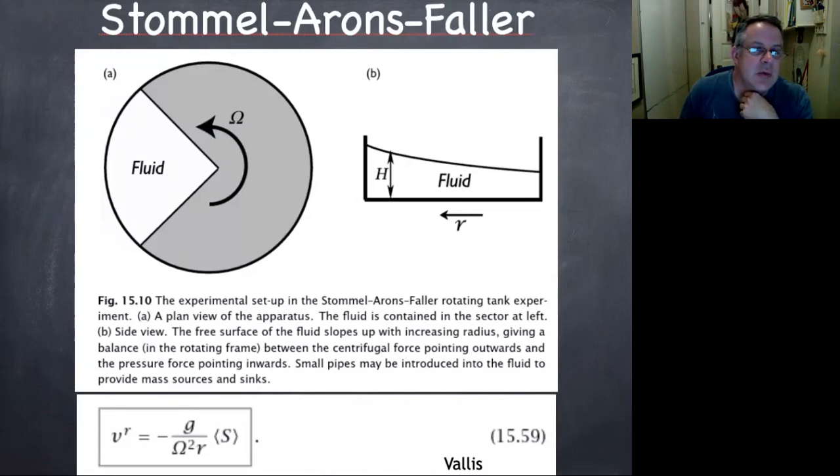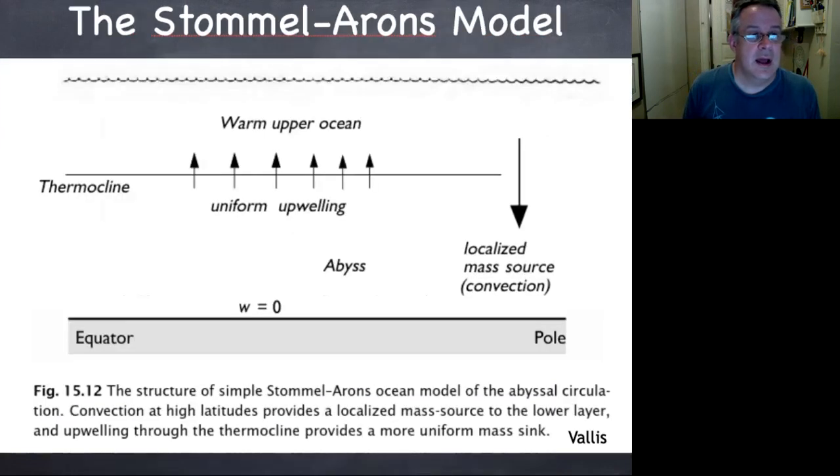Their idea was that they would have a rotating tank, and then they would suck fluid in and out in different places. So this is fluid only in a sector of the tank. Here we have the north end and the south end, and they would suck fluid in and out. There was no wind stress applied to this and no bottom stress, just sources and sinks of fluid. You might expect the way this would work is there'd be a localized mass source, like where the convection comes down, and then uniform upwelling everywhere else through the thermocline, and no flow through the bottom. So we might have a bottom Ekman layer.